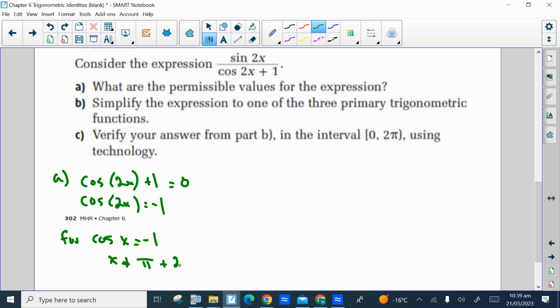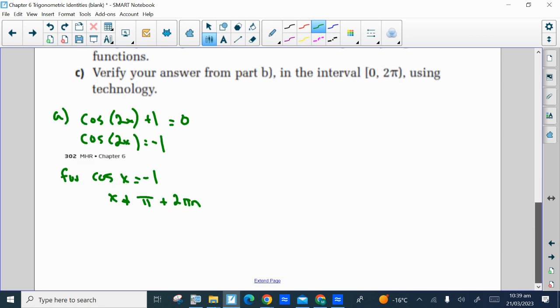plus 2 pi n. Every multiple of 2 pi n from pi is where cosine is -1. So those are the restrictions for cos x.